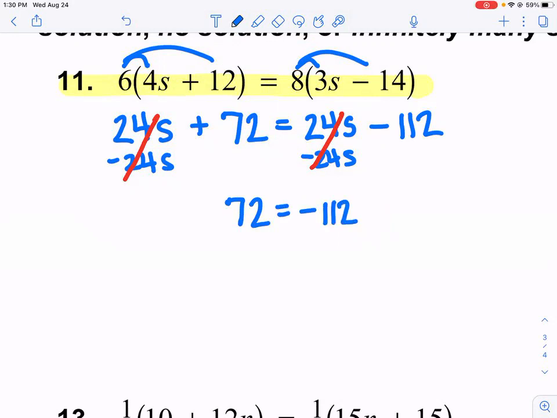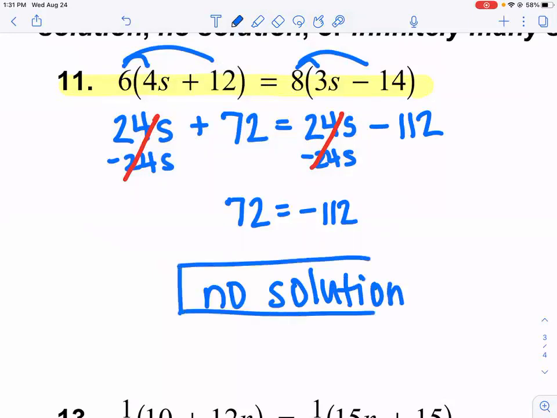Abby, how many times is 72 equal to negative 112? Never. It is never true. So we have no solution. Your answer is no solution. Guys, we just cut our workload like in half. We're done. We have no solution.